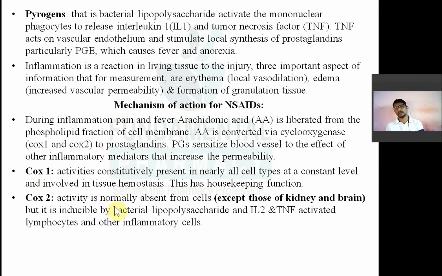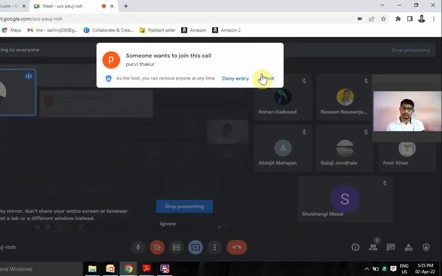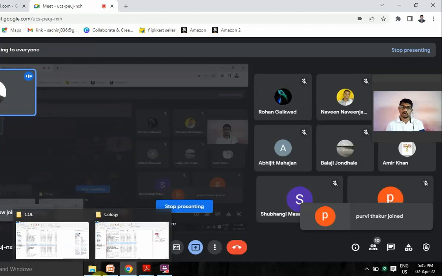COX-2 is again an enzyme whose activity is normally absent in the cells, except in the kidney and brain. So it is present in the kidney and brain, but normally absent outside. But it can be induced by bacterial lipopolysaccharides. That means it can be induced by pyrogens, and by interleukin 2 and tumor necrosis factor. So these two chemicals and lipopolysaccharide will induce COX-2.